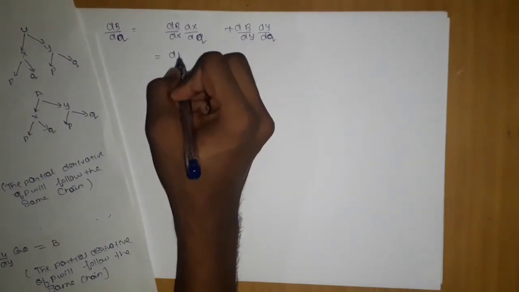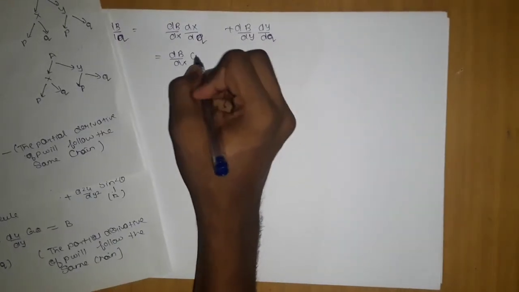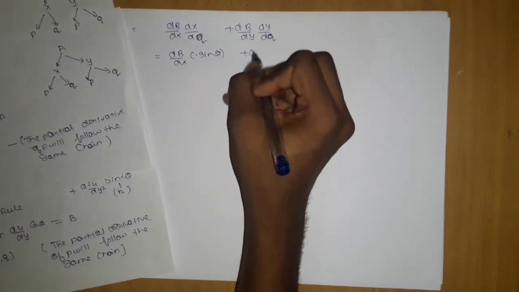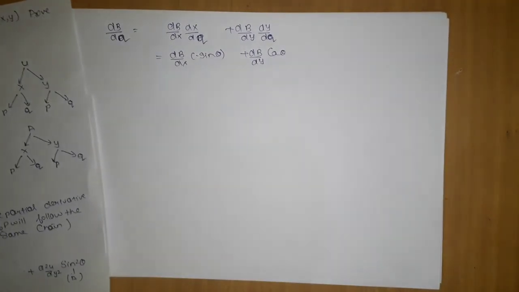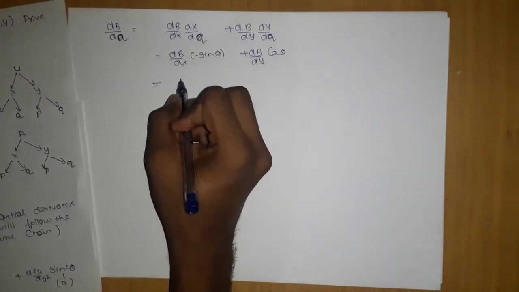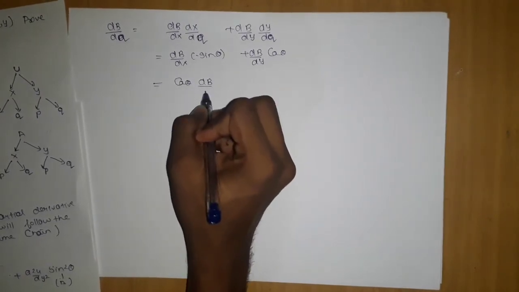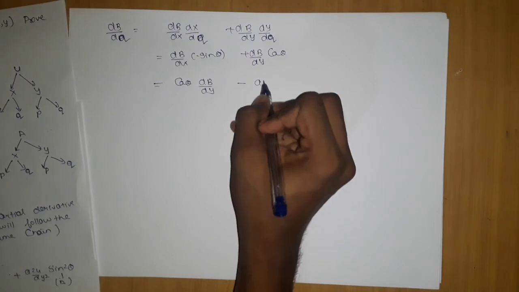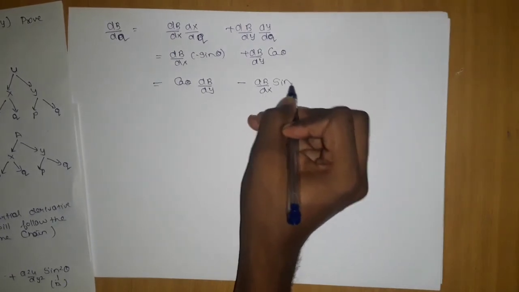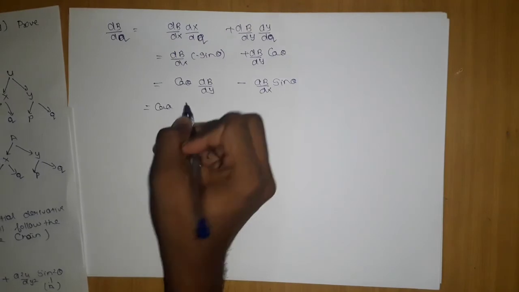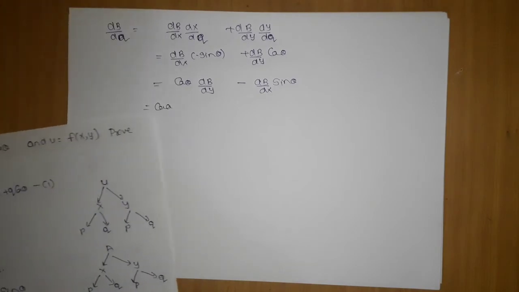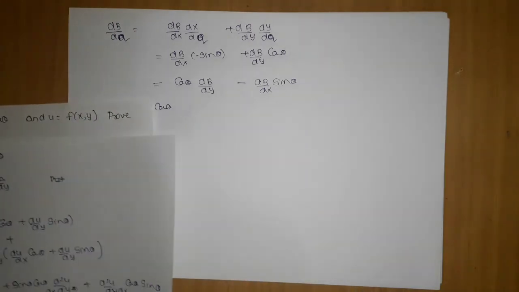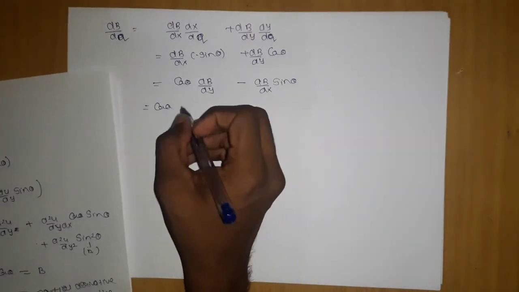dx by dq value I will substitute, which is similar to the previous one, minus sin theta, and here dv by dy, which will be cos theta. Okay, so what we are going to get is cos theta dv by dy minus dv by dx sin theta. So cos theta dv by dy is nothing but I'm going to substitute this value here, dv by dy, I'm going to substitute.